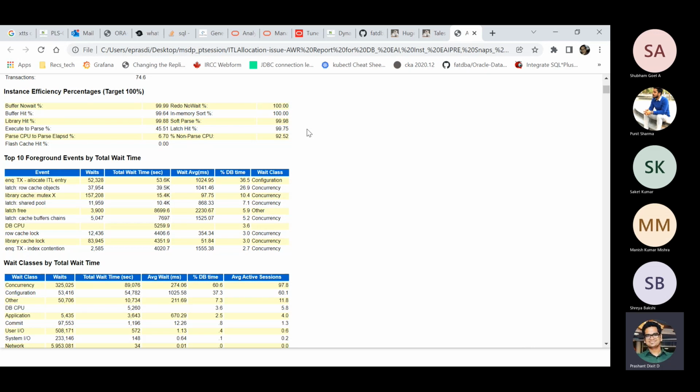Okay. Now, the very important section of this AWR report is the top 10 foreground wait events by total wait time. Now, there are foreground and background wait events, right? So first of all, what exactly is a wait event? Can someone answer me? Shreya, would you like to answer what is this thing called a wait event? What is a wait event?